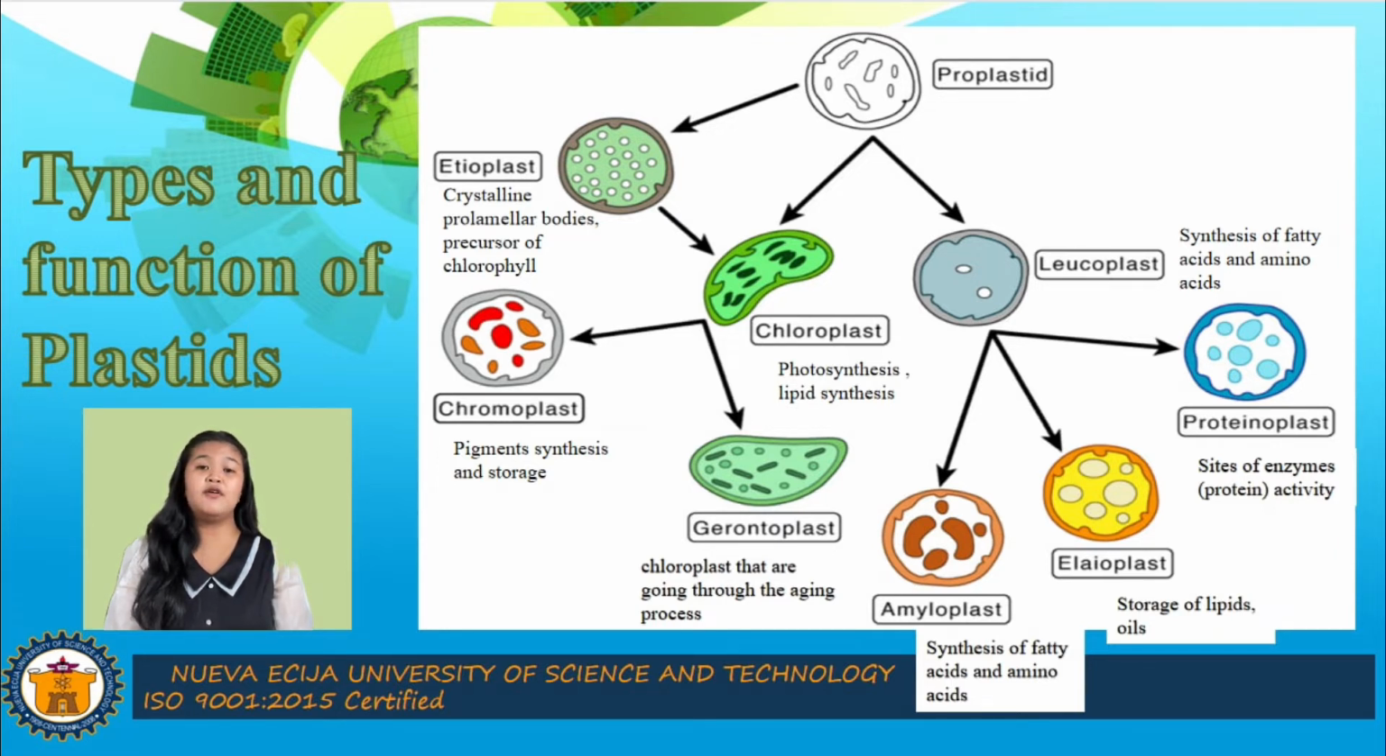Amyloplasts, these are double envelope organelles. For the plant, they store and synthesize starch through glucose polymerization. Proteinoplasts, they store protein and exist in seeds. Elaioplasts, they store fats and oils that are needed for the plant, and they exist in seeds.